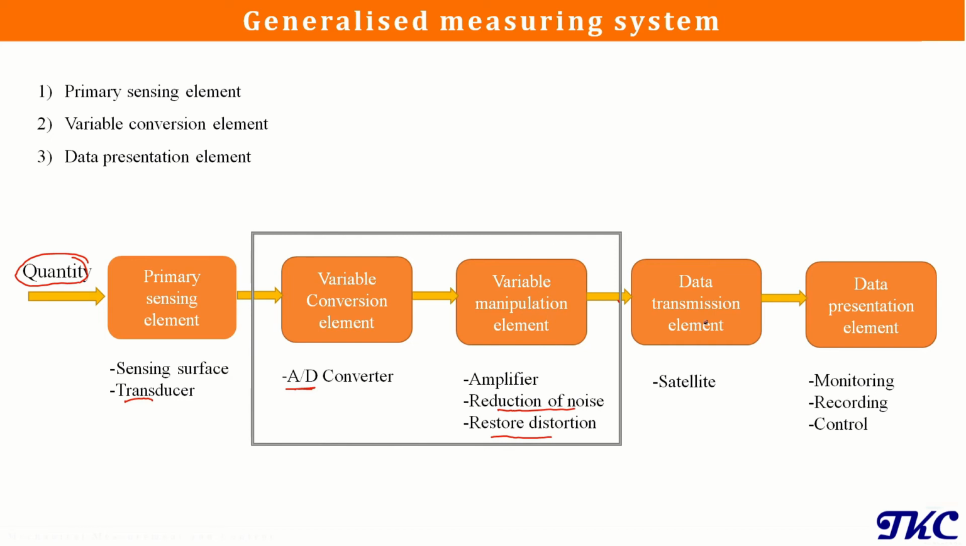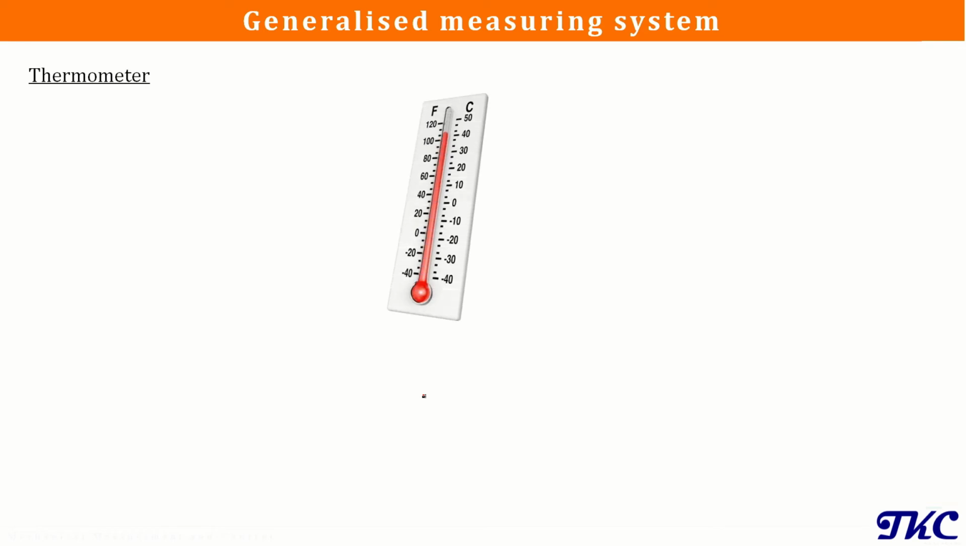One more important thing is that these elements, the variable conversion element and the variable manipulation element, together are called the signal conditioning stage. Now let's take an example to understand the concept that we have learned. Consider this thermometer. Now let's define all those elements with respect to this thermometer. We will have a primary sensing element, which will be this thermometer bulb, because the temperature that we want to measure will come in contact first with this thermometer bulb.